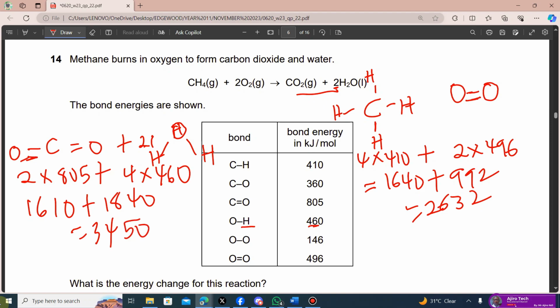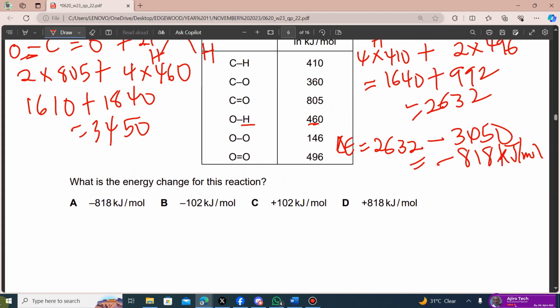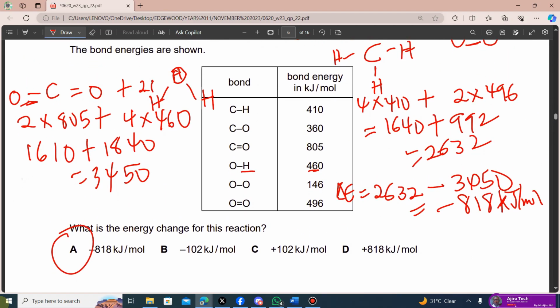All right, so what we'll do next is the energy required to break the bonds minus the energy needed to form the bonds. So 2632 minus 3450, that is the energy change. And from my calculator here, I'm seeing minus 818, so minus 818 kilojoule per mole. So let's see if we have minus 818 here. Okay, so we have it as option A. So that is how to compute energy change. All right, so you could watch it over and over again to get how to do that.